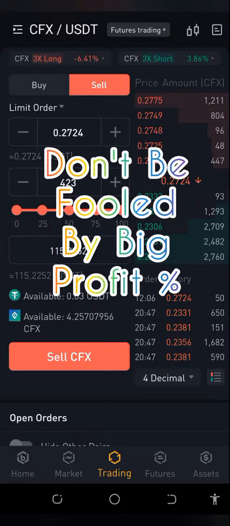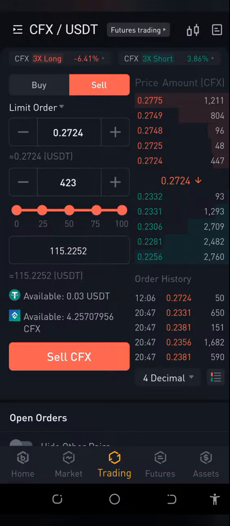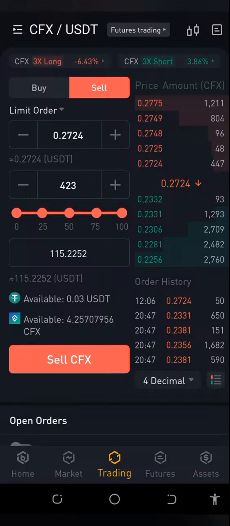Don't be fooled by big amounts. Don't be fooled by signals that are promising you 15%, 20%, 10%, because this is what's going to happen: the actual details, you'll miss out on them, just like I missed out on all these details right now. I was so excited because I felt, oh, this was going to work.